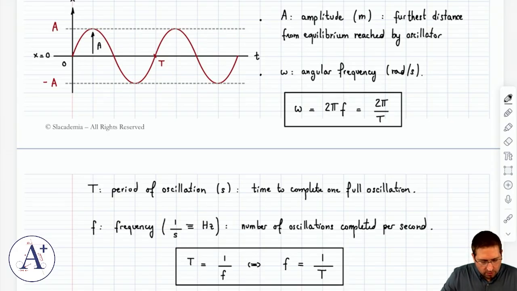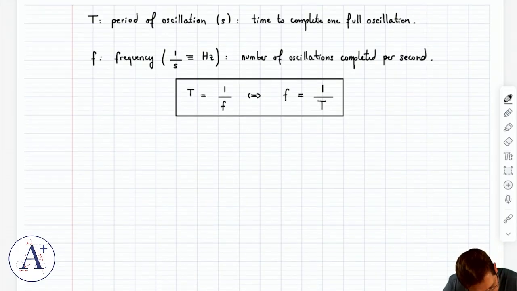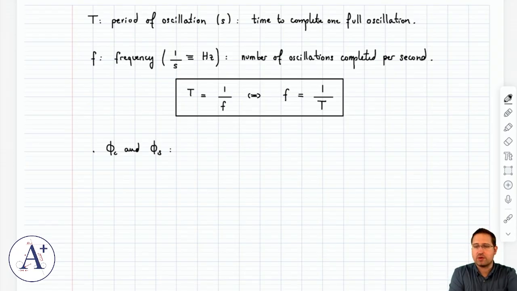Now, what does phi represent? Or phi sub c or phi sub s? Okay, so phi sub c and phi sub s. Effectively, they're the same quantity. Again, the subscripts are just to denote that they're not the same value if you use cosine or sine. These are angles in radians, and they're called the phase constants.